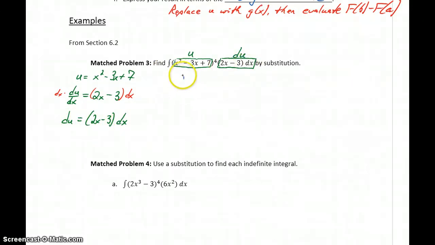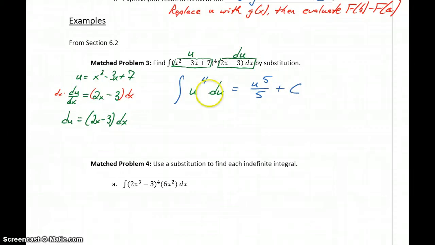So our integral can be rewritten as the integral of u to the fourth power. So just swapping in u for that original function there. And then in place of the remainder of this problem, du. So again, the advantage to the substitution method is now we have just a simple power rule to integrate. So integrating this is as simple as increasing that exponent by 1, dividing by the same amount, and then adding that constant c.